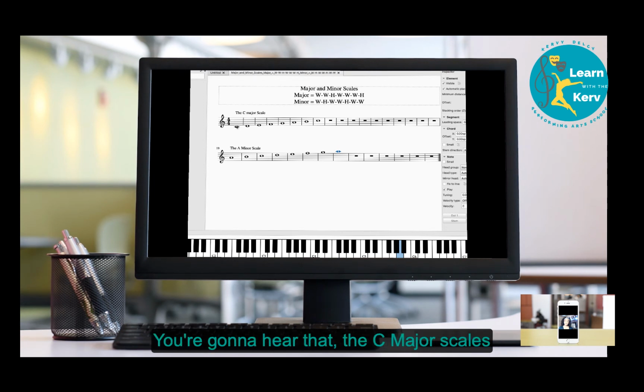You're gonna hear that the C major scale sounds happier than the A minor scale. The reason why we call one major is because it sounds happier, and the other one minor is because it sounds really sad. And that's because of the formula of the scales. The major scale again is whole, whole, half, whole, whole, whole, half. The minor scale formula is whole, half, whole, whole, half, whole, whole.